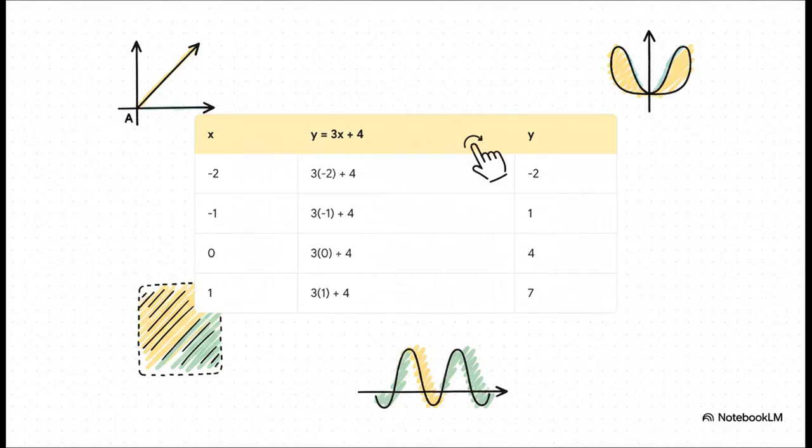So how do we find our points? Easy. We just pick some random values for x and see what the equation spits out for y. So if we pop in -2 for x, y becomes -2. If we try 0 for x, y becomes 4. Each one of these pairs of numbers is a single solution to the equation. We call them ordered pairs.